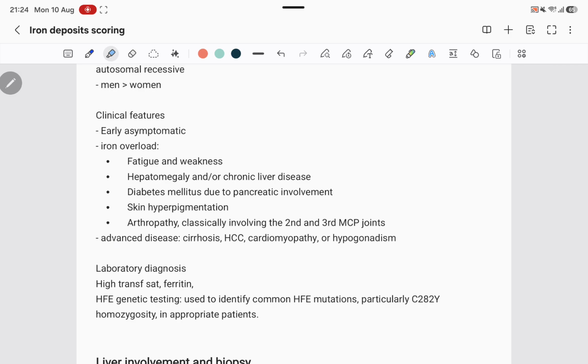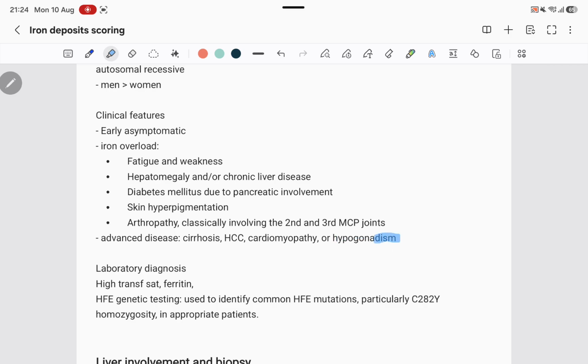Advanced disease can involve cirrhosis, which can progress to hepatocellular carcinoma, cardiomyopathy because it affects the heart, and hypogonadism because it affects the pituitary gland.